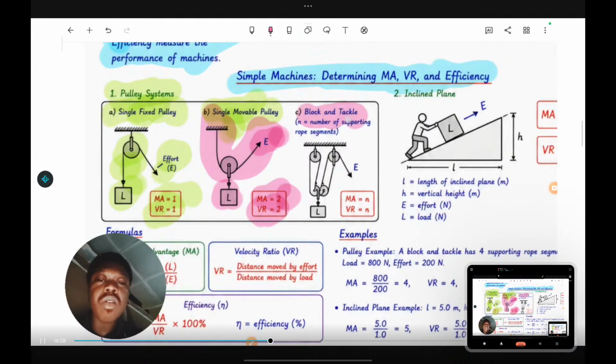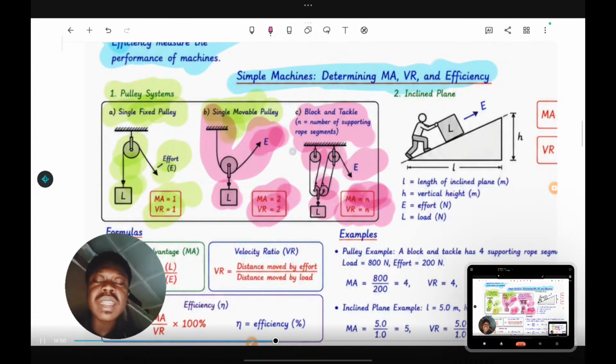For block and tackle, where N equals the number of supporting rope segments, you can see the number of supporting rope segments. Then we have our effort and we have our load. And our mechanical advantage equals N and velocity ratio equals N. Now, you should understand that these formulas come in the form of force.